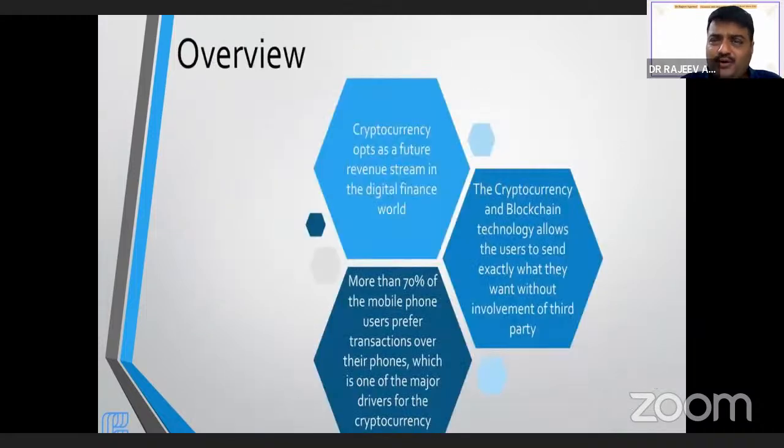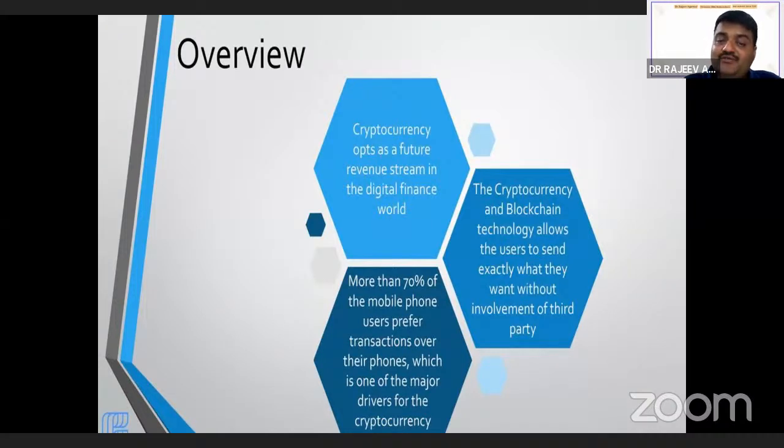Now, overview of cryptocurrency. Cryptocurrency operates as a future revenue stream in the digital finance world. It is built on blockchain technology that allows the user to send exactly what they want without involvement of a third party. Whenever you are doing any transaction, no one knows whom you are transacting with. Whenever you issue a check in a bank, the bank person who clears the check knows that XYZ person has given such and such amount to another person. But in cryptocurrency, it is online, digital, and only you and the person who receives it know.